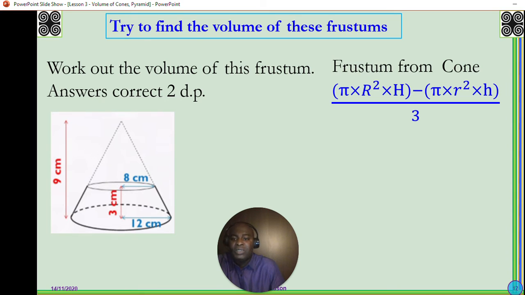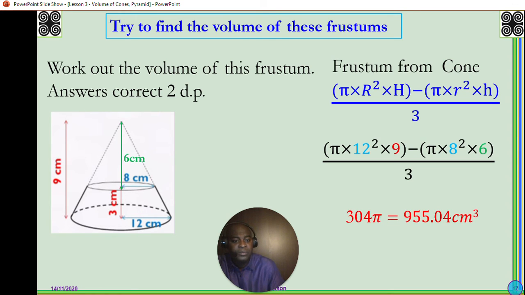Work this out yourself. Let's check the answer. We work out the missing height of the chopped off part. That is 6. Put the values into the formula. You should have 955.04 cm cubed.